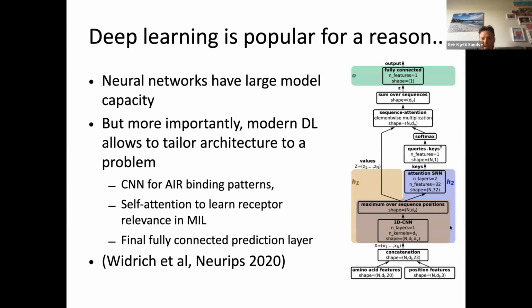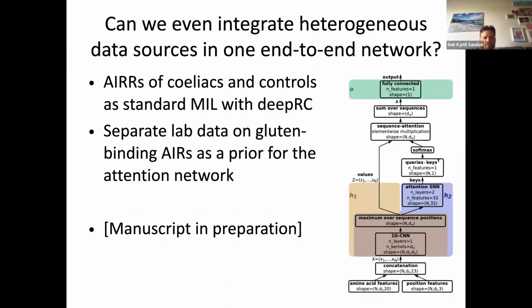So this is, for instance, one where we have a convolutional layer that explicitly tries to find these small patterns in the receptors, according to this assumption. We have attention layers that handle the multiple instance learning aspect of it, and then just a prediction layer. So this was also a paper a couple of years ago.